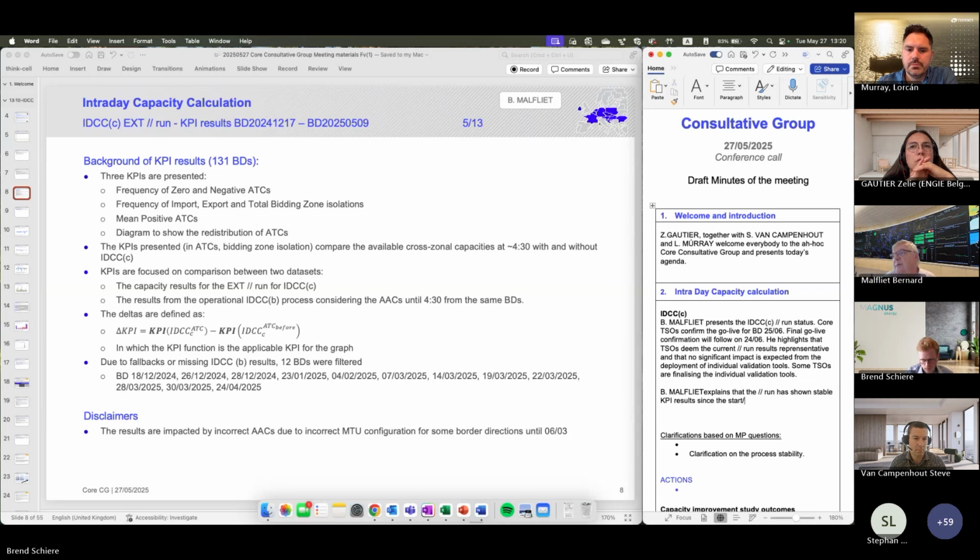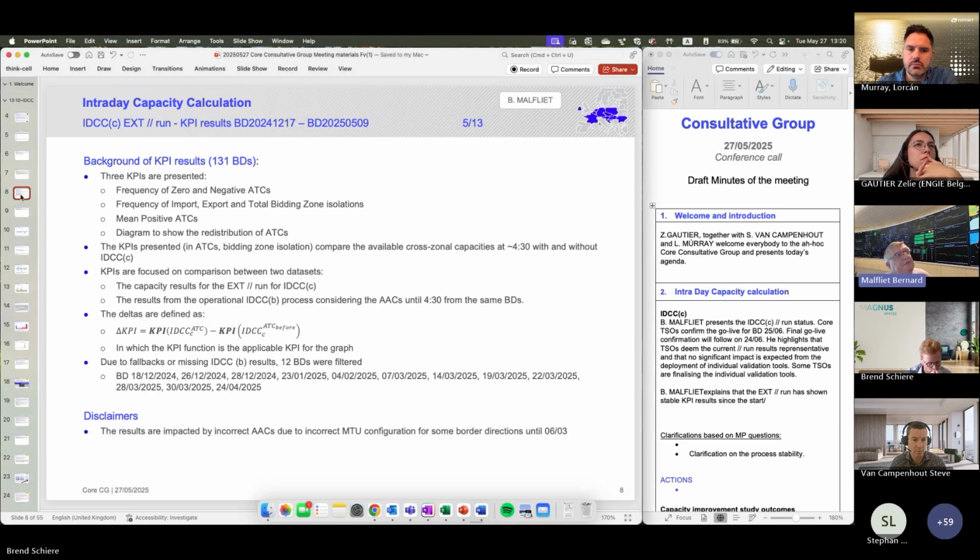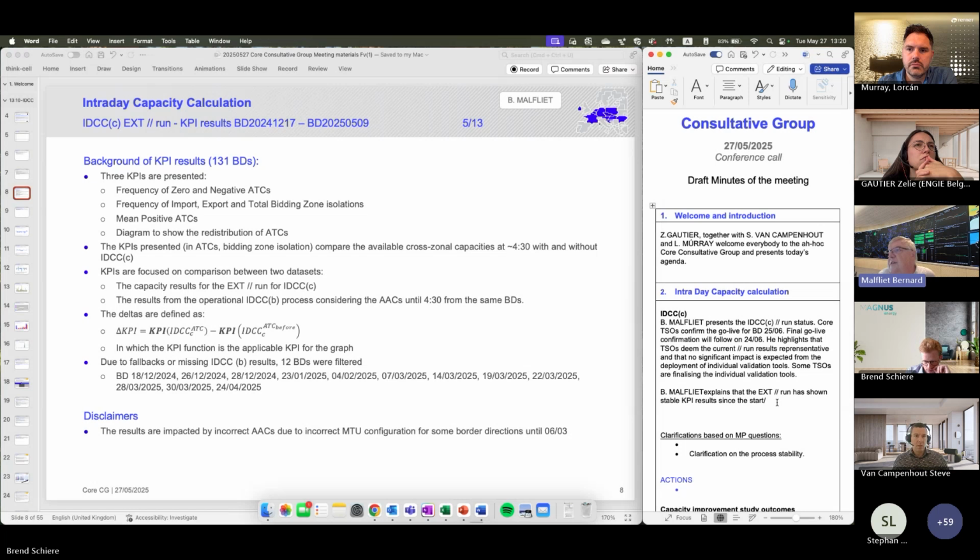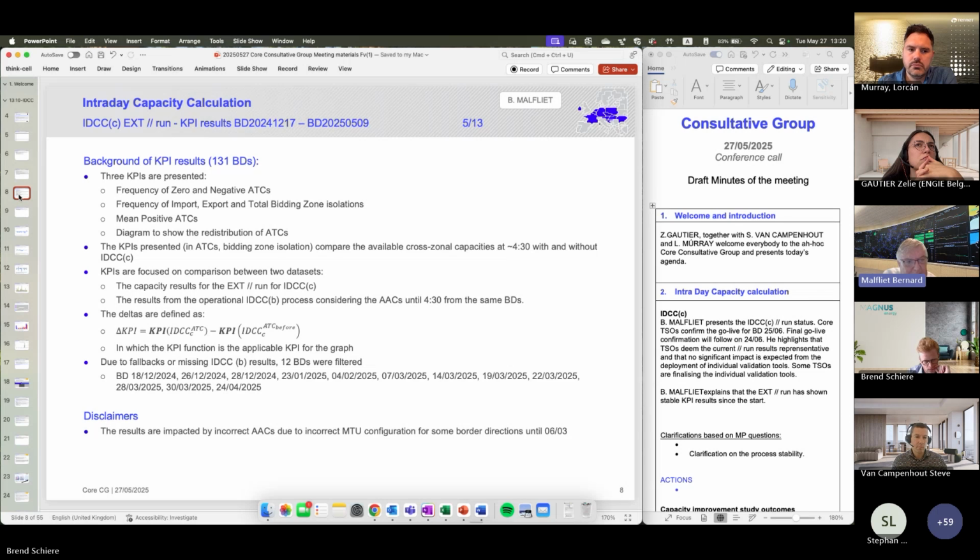And this will sometimes give you strange results in the KPI. You will see some borders which have already been fully used, which again become available a little bit. So these things come out, and then due to fallbacks or sometimes even missing IDCCB results, 12 business days were filtered. So they are given there, the complete list of business days that are missing from the KPI results.